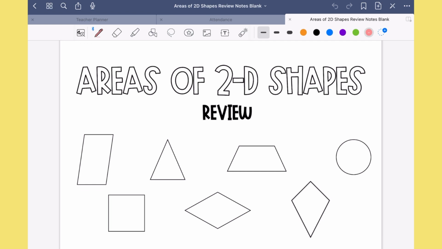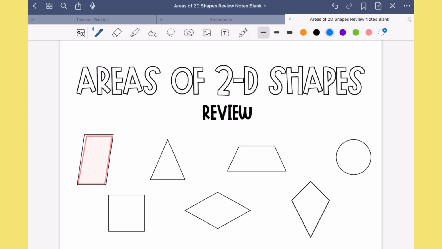The formulas that you see today will most likely look familiar. If not, they are not that complicated. It's just finding the area. So what is area? Area is the amount of space that the shape has and that it covers. So this is a parallelogram. So the area would be everything inside here.